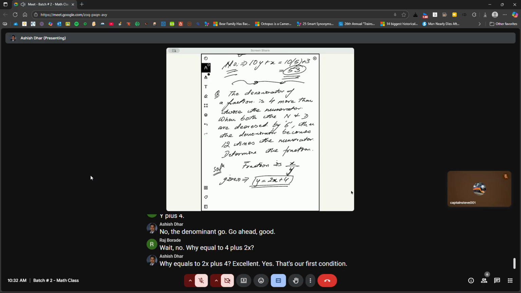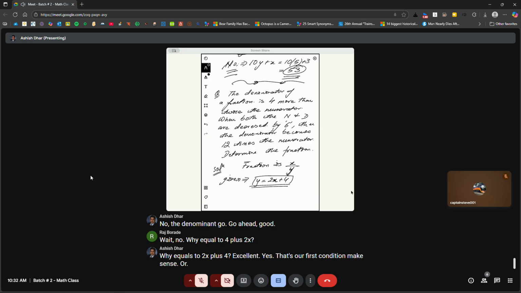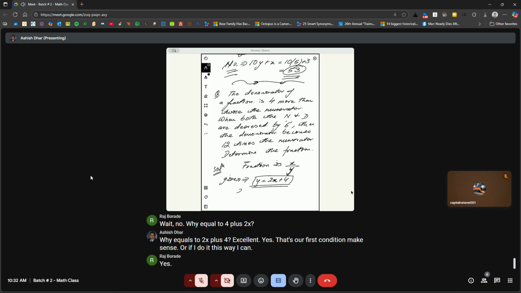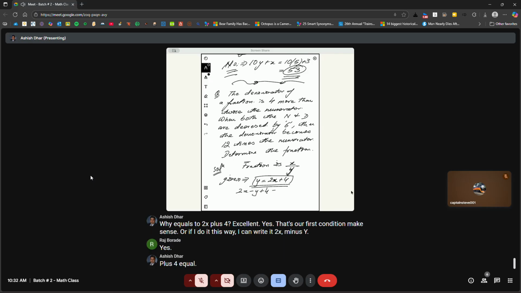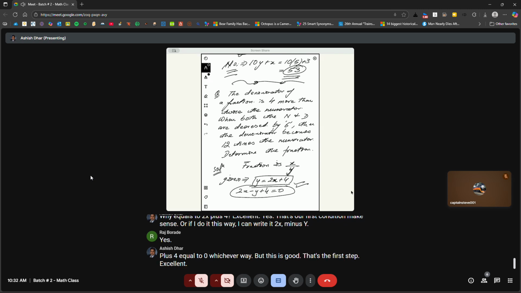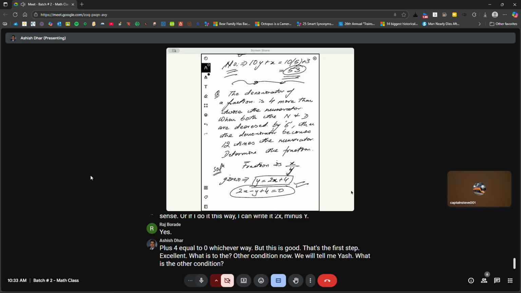That's our first condition. Make sense? If I do it this way, I can write it 2x minus y plus 4 equal to 0. Whichever way, but this is good. That's the first step. Excellent. What is the other condition now? Who will tell me, Yash, what is the other condition?